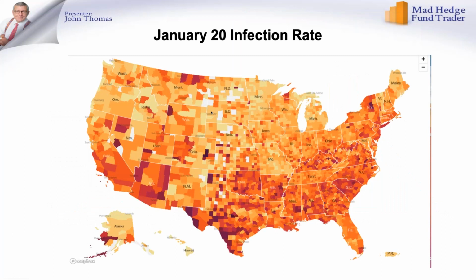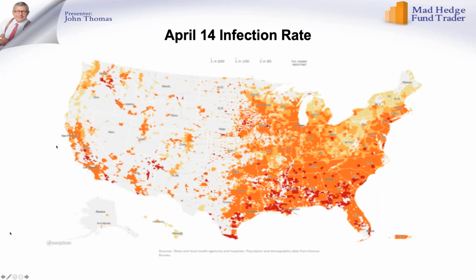This is the map of infections as of January 20th, and you can see we have massive infections right along the Texas border and throughout the South. This is that map today. Few red spots along the border still, a few more in the South, but basically half the country has no COVID at all right now.